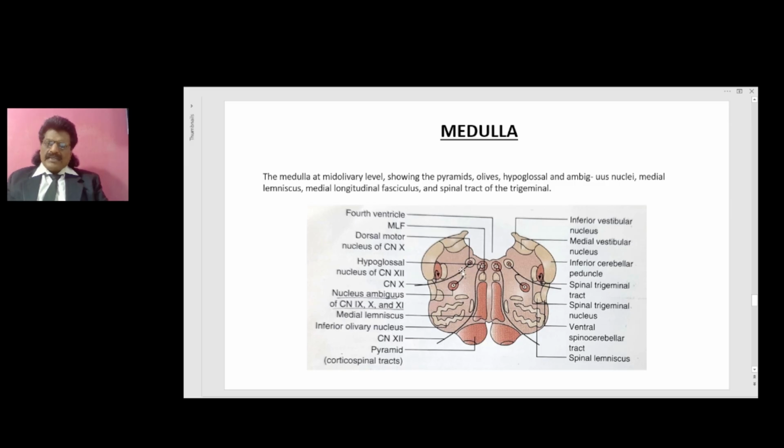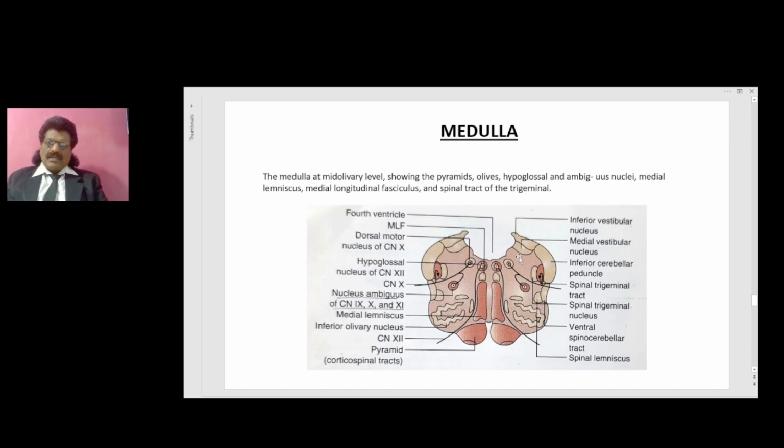So this is the 10th cranial nerve emerging from the 10th cranial nerve nucleus. This is the nucleus ambiguus, which contains the cranial nerves 9, 10 and 11. This is the medial lemniscus. And this is the inferior olivary nucleus. And then you can see the 12th nerve nucleus, which is placed medially, coming out medially here, the 12th nerve. These are the corticospinal tract, pyramidal tracts.